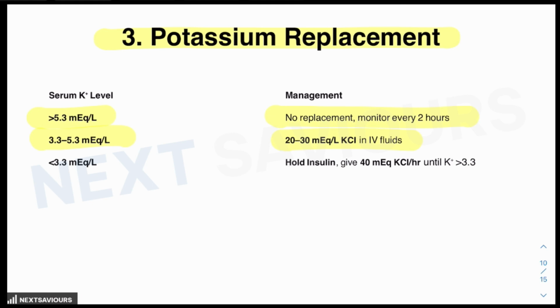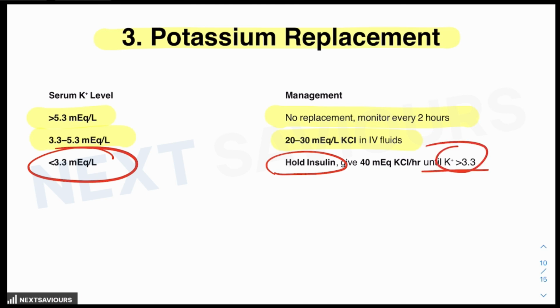And remember, most importantly, when the potassium level is less than 3.3 milliequivalent per liter, then hold insulin, because insulin stimulates the sodium potassium ATPase, which drives the potassium into the cell. So it further causes a drop in the serum potassium level. Until the potassium level becomes more than 3.3 milliequivalent per liter, you have to hold the insulin. This is one checkpoint which is extremely important for you to remember.